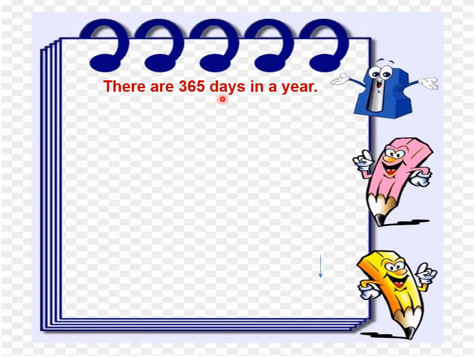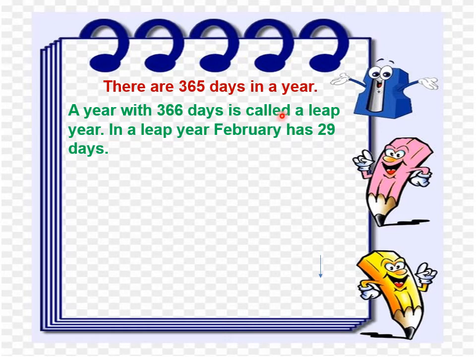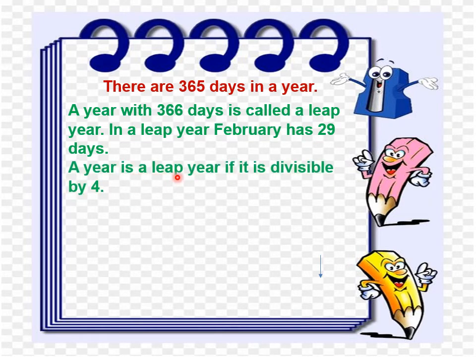There are 365 days in a year. A year with 366 days is called a leap year. In a leap year, February has 29 days. A year is a leap year if it is divisible by 4. If the year is divisible by 4, meaning when we divide that year by 4 we get a remainder of 0, then the year is called a leap year.